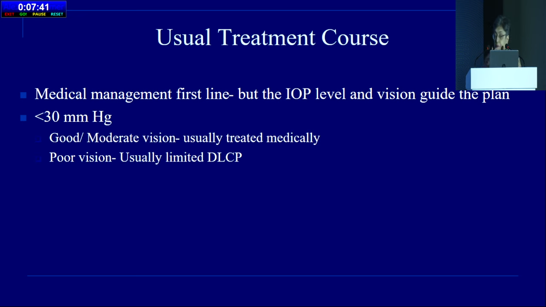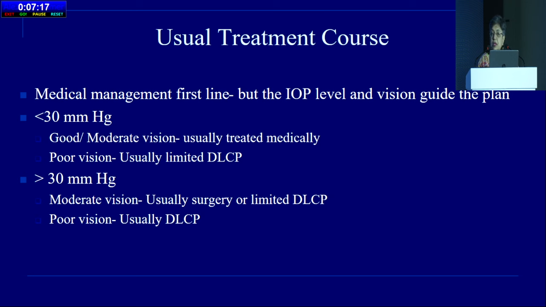You don't want to go into an eye too early, especially an eye which has undergone PPV, because it's a tough eye to operate for glaucoma because the conjunctiva is not friendly to you. If it's less than 30 millimeters of mercury and good or moderate vision, it's usually treated medically and it's amenable. If it's poor vision, it's nice to use a limited diode laser cyclophotocoagulation that works well. If it's more than 30 millimeters and moderate vision, they usually land up with surgery or again a limited DLCP, which is not so bad. Poor vision, usually you would go on to a cyclophotocoagulation as a first choice.